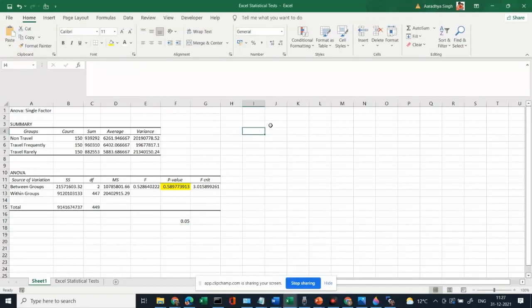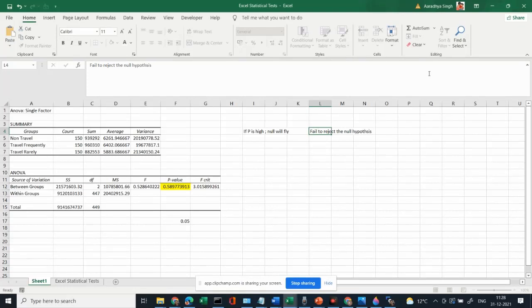That was the rule. So if p is high, null will fly. What it means is if the p-value is high, which is the case here, we will fail to reject the null hypothesis. Fail to reject the null hypothesis. We cannot reject the null hypothesis. The null hypothesis will stay.